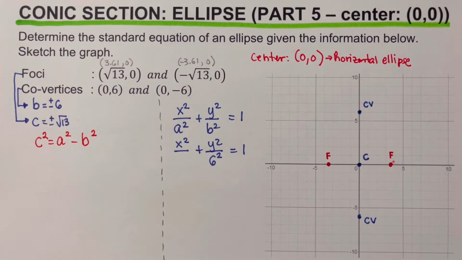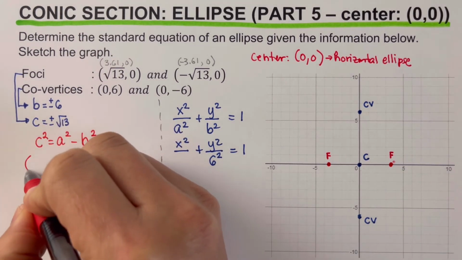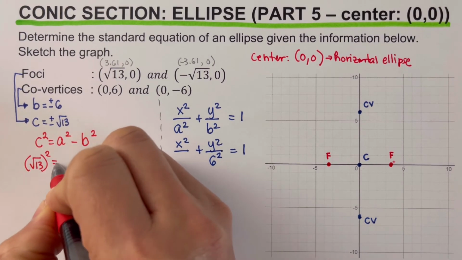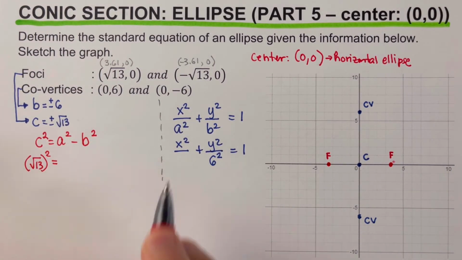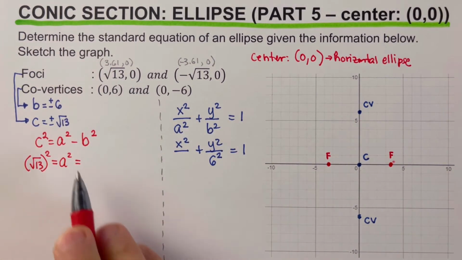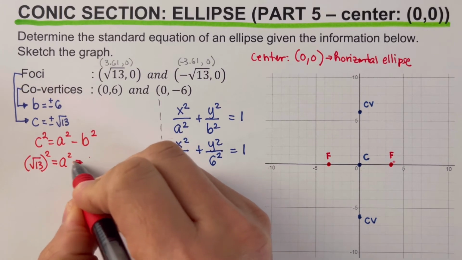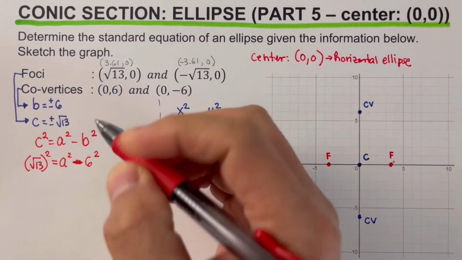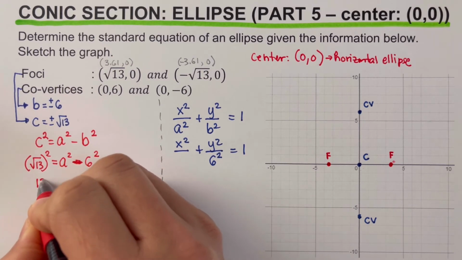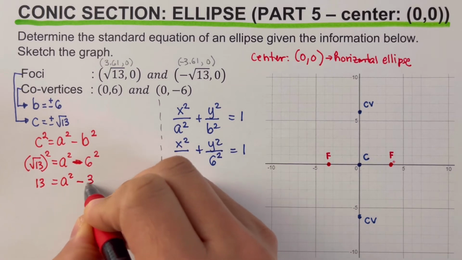Okay, so plugging in the value, we have a C. So I'm going to put in the C value right here. So that is square root of 13 squared equals our A squared, which is missing, and that's what we're looking for. A squared is equal to, our B was already 6, so I can put that in here. So that's a minus, so minus 6 squared. So square root of 13 squared is just 13, and that is A squared minus 36.